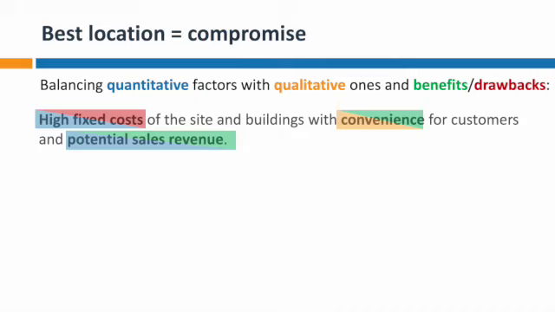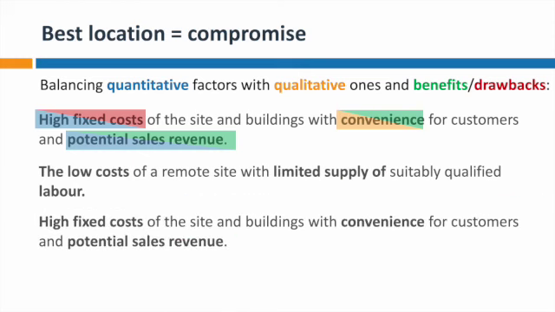And now, because of the fact that it's convenient, it might lead to potential sales revenue, maybe higher sales revenue compared to other sites. So, because this part you can already measure in financial terms, you can somehow predict or estimate the sales revenue of that site. It's going to be a quantitative factor, and at the same time, you know that sales revenue is beneficial. Higher sales revenue is going to be more beneficial for the company than lower sales revenue, and that's why we would consider this a benefit.